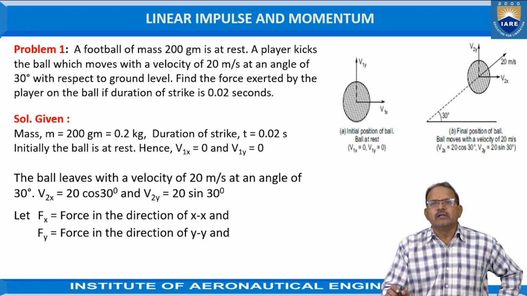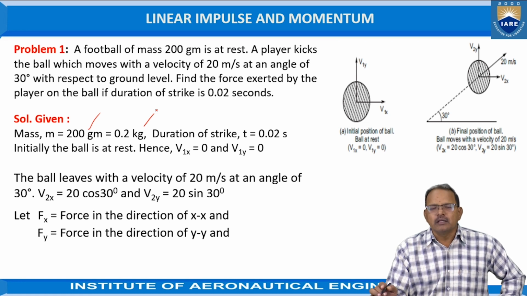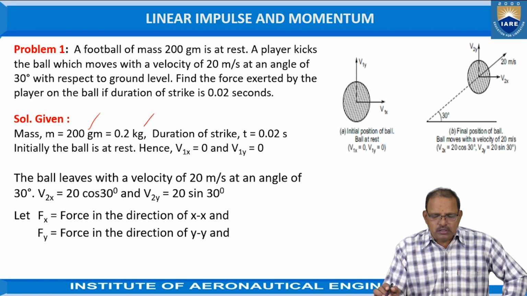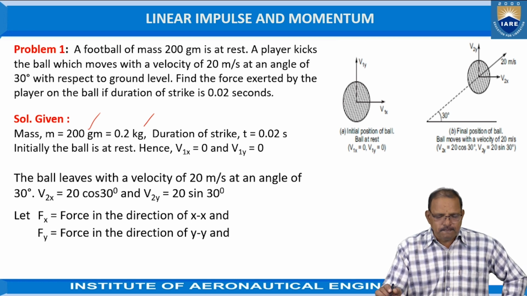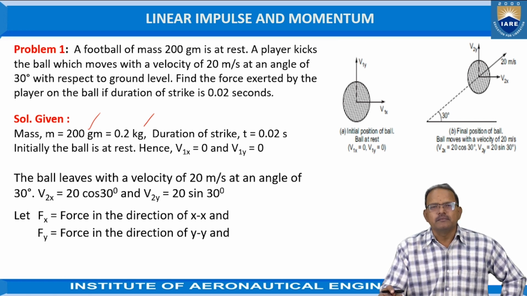Here the mass is given as 200 grams, which in kilograms is 0.2 kg. The duration of the strike is equal to 0.02 seconds. Initially the ball is at rest. Hence the components of velocity along the x direction and y direction are equal to 0. That is, v1x is equal to 0 and v1y is also equal to 0.